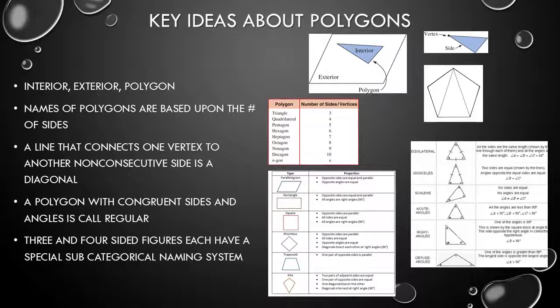The next thing is names of polygons are based upon the number of sides. This is something that you should be familiar with. A triangle is named a triangle because of its three sides. A quadrilateral is four-sided. A pentagon is five-sided, so on and so forth.